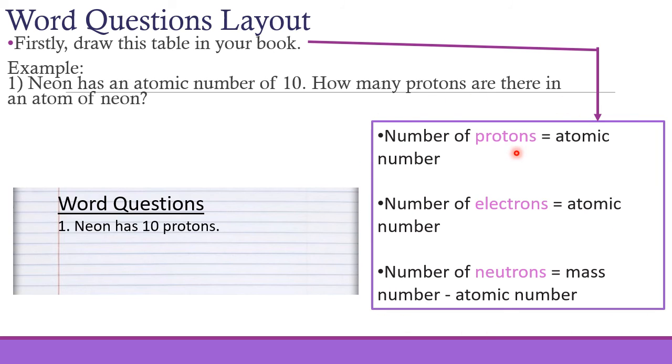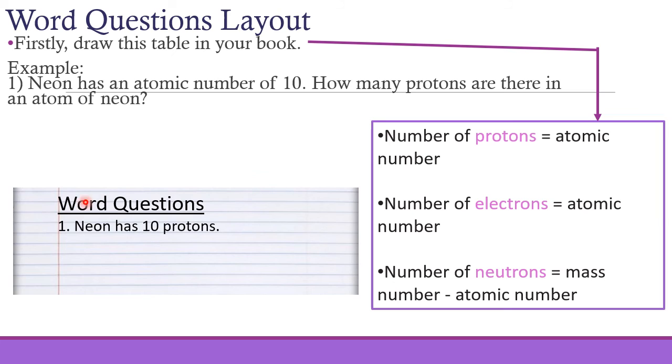So the number of protons is equal to the atomic number, the number of electrons is equal to the atomic number, and the number of neutrons is equal to the mass number minus the atomic number. So we can use this table to work out all the answers in the upcoming word questions. So neon has an atomic number of 10. How many protons are there in an atom of neon? So the proton number is the same as the atomic number. And look, we've found out here that the atomic number of neon is 10. So how many protons are there in an atom of neon?